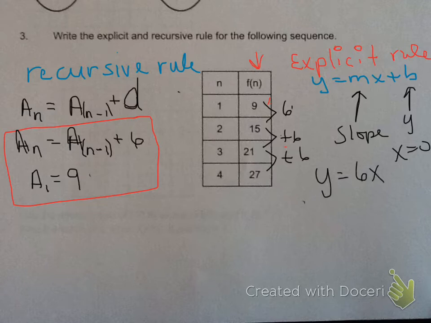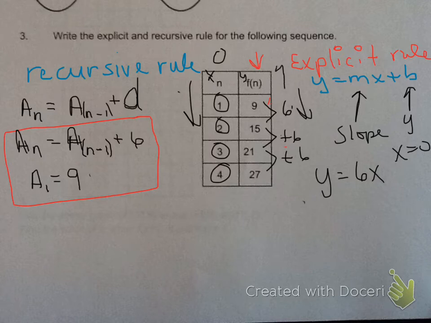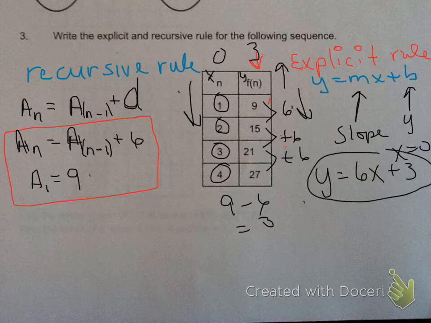The b represents when x is 0. This is my x value, this is my y value. If you notice, I got 4, 3, 2, 1, and I'm going to put a 0 right here. I'm counting backwards. If I'm going this direction, I'm adding 6, as you saw over here. But if I go this way, that means I'm subtracting 6. So I'm going to take 9 minus 6, and I'm going to get 3. So my y-intercept will be 3.